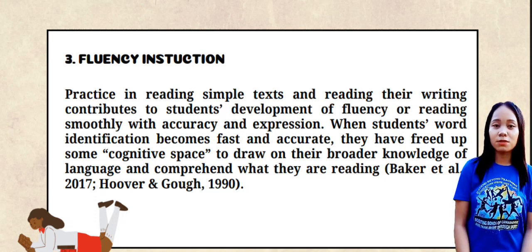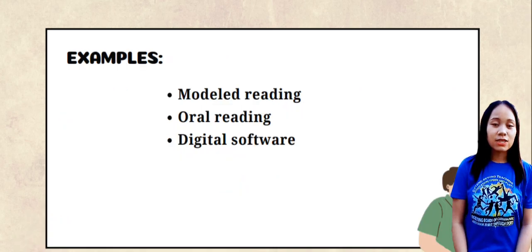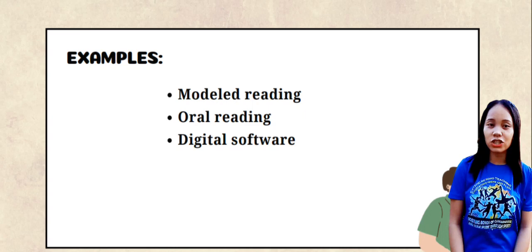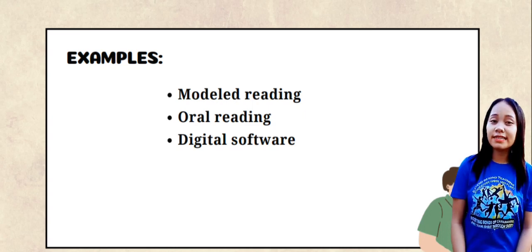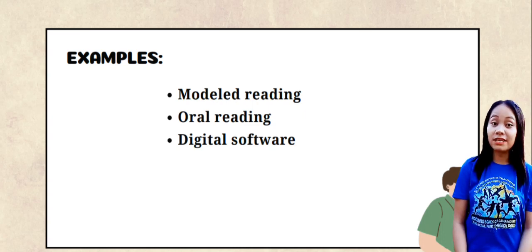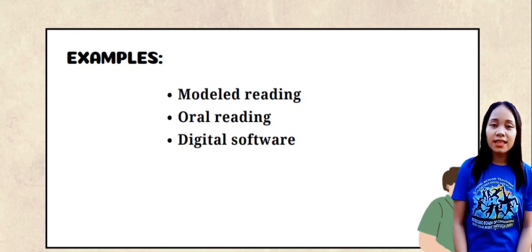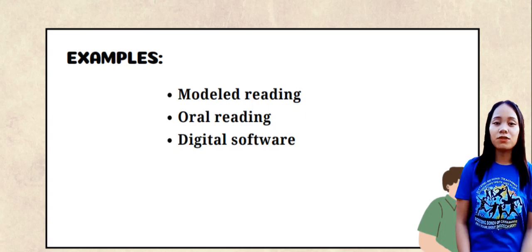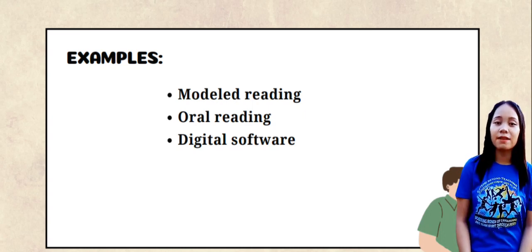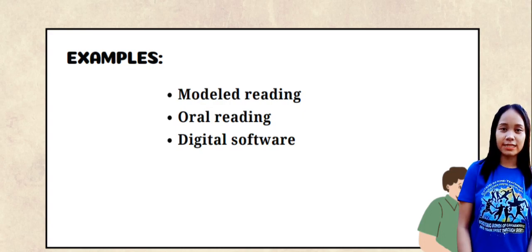This fluency allows for better comprehension and engagement with that text. So here are some examples of activities that support fluency instruction. First, we have modeled reading, where a teacher reads aloud to demonstrate fluent reading. Next, oral reading, where students read aloud to practice reading with accuracy and expression. Next, we have using digital software or tools that provide reading practice and feedback to improve fluency skills.